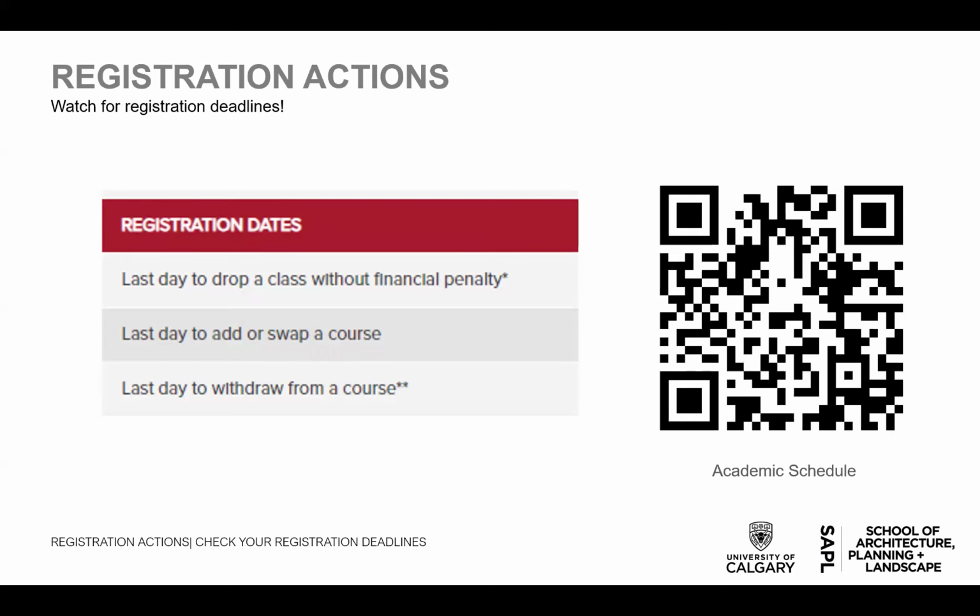On the right, you'll find the QR code to the academic schedule, which contains all the important dates and deadlines associated with each semester. This is a good page to bookmark and refer back to frequently. On the left, you'll find a screenshot of a section pulled from the academic schedule. The registration dates will be different for each semester, so it's important to check these dates alongside the relevant semester.